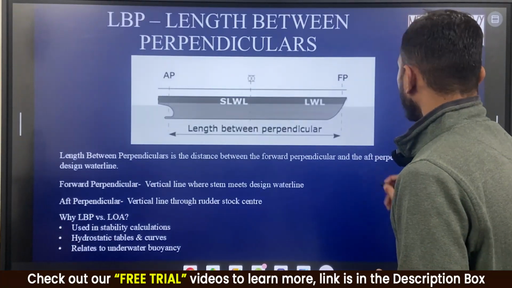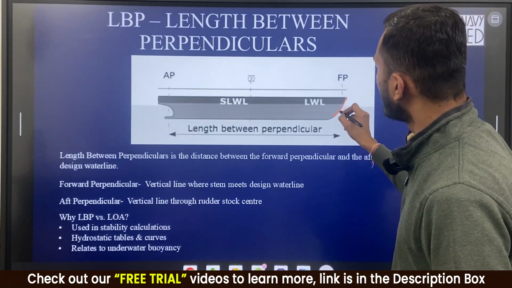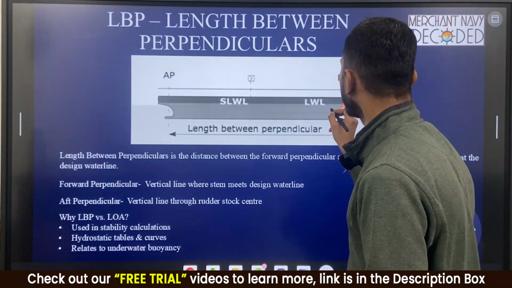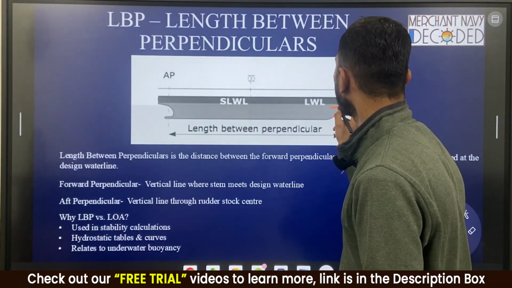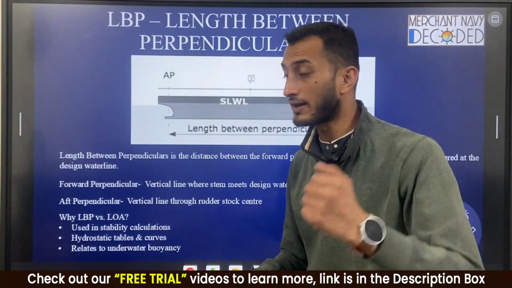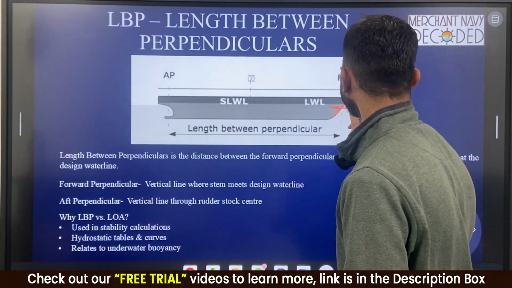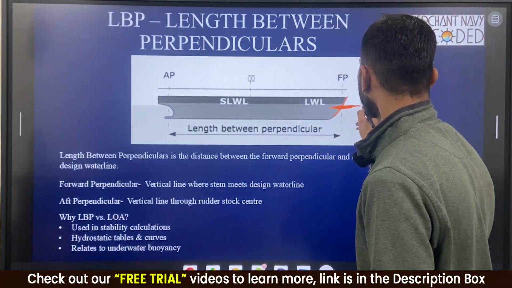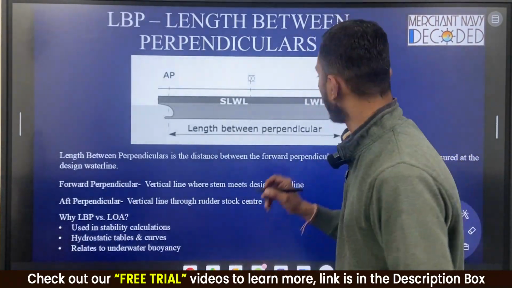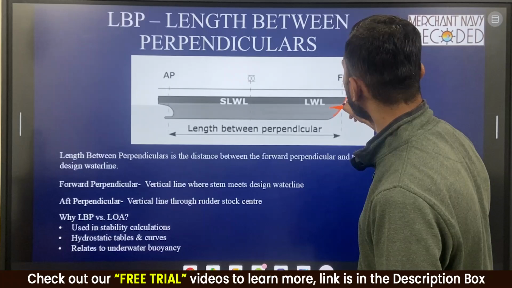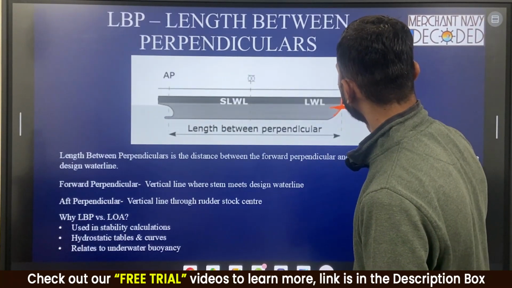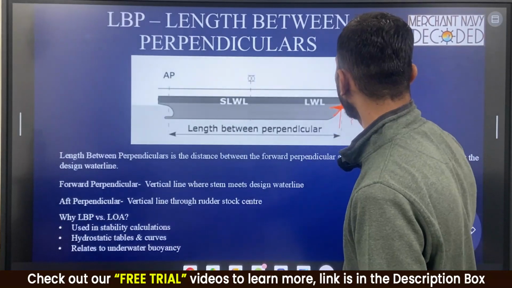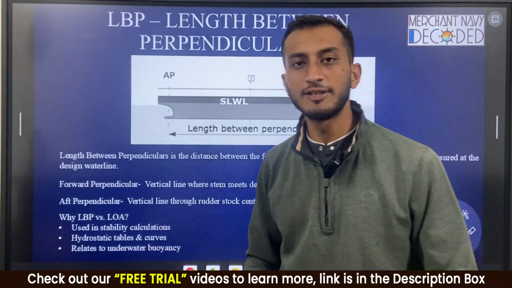If you see this stem, this is the water line. The stem is the forwardmost part of the ship, and this is the summer load line, or you can say summer draft. The point where the stem, the water line, and the summer load line intersect, from this place we draw a perpendicular, perpendicular to the water line, not to the stem. This is known as the forward perpendicular.